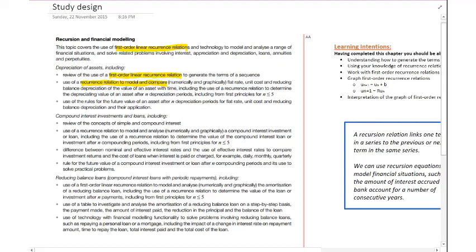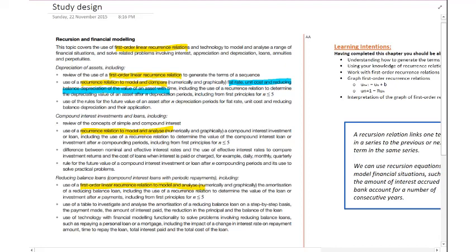And what you're going to notice here is it's in relation to financial maths. So in terms of flat rate, unit cost, and reducing balance depreciation, we're using these recurrence relationships. So here's another example when we do compound interest. We can have another recurrence relationship to model and analyze. Okay, so here's another one.